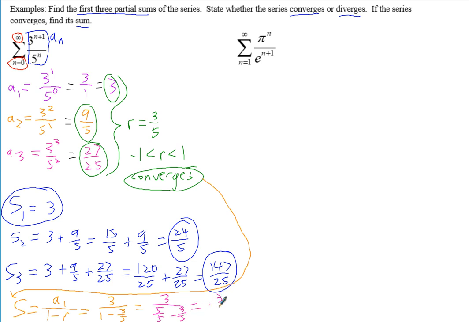3 divided by 5/5 minus 3/5 is 2/5. And that's 3 times dividing by 2/5, which is the same as multiplying the reciprocal, 5/2. So we get 15/2. So that's what the sum of the infinite number of terms would approach: 15/2.